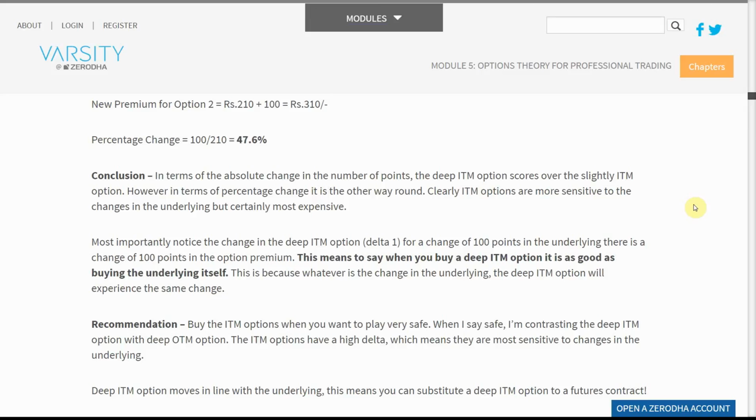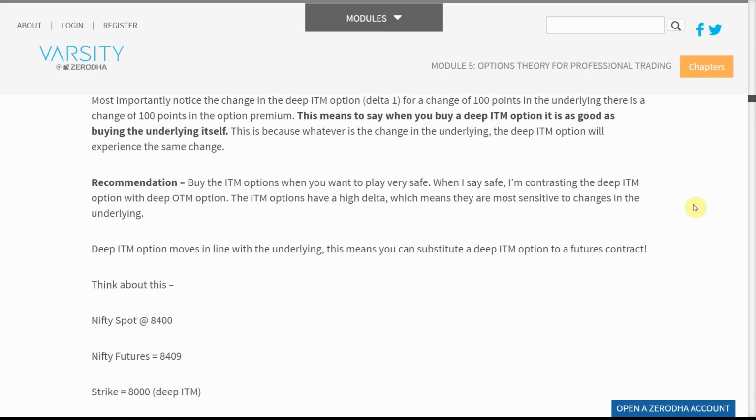Conclusion: in terms of the absolute change in the number of points, the deep ITM option scores over the slightly ITM option. However, in terms of percentage change, it is the other way round. Clearly, ITM options are more sensitive to the changes in the underlying, but certainly most expensive. Most importantly, notice the change in the deep ITM option, delta 1, for a change of 100 points in the underlying. There is a change of 100 points in the option premium. This means to say when you buy a deep ITM option, it is as good as buying the underlying itself. This is because whatever is the change in the underlying, the deep ITM option will experience the same change.